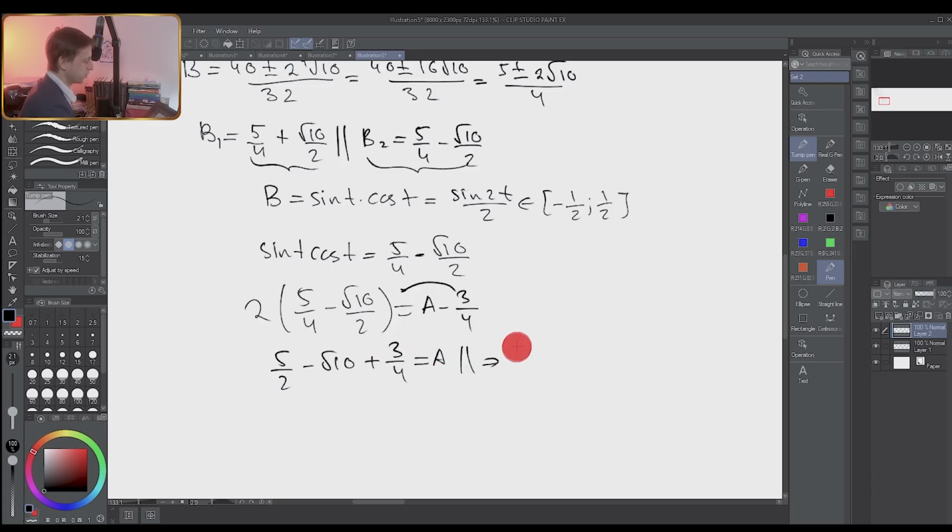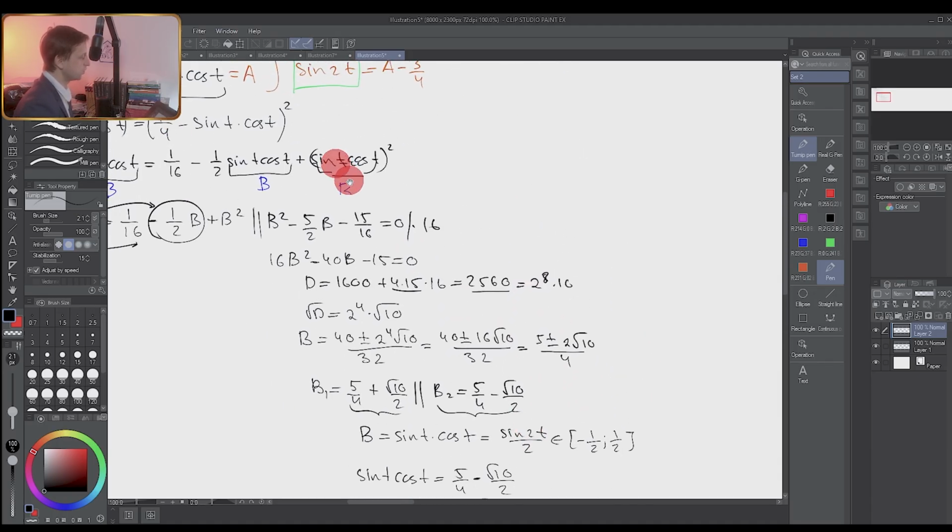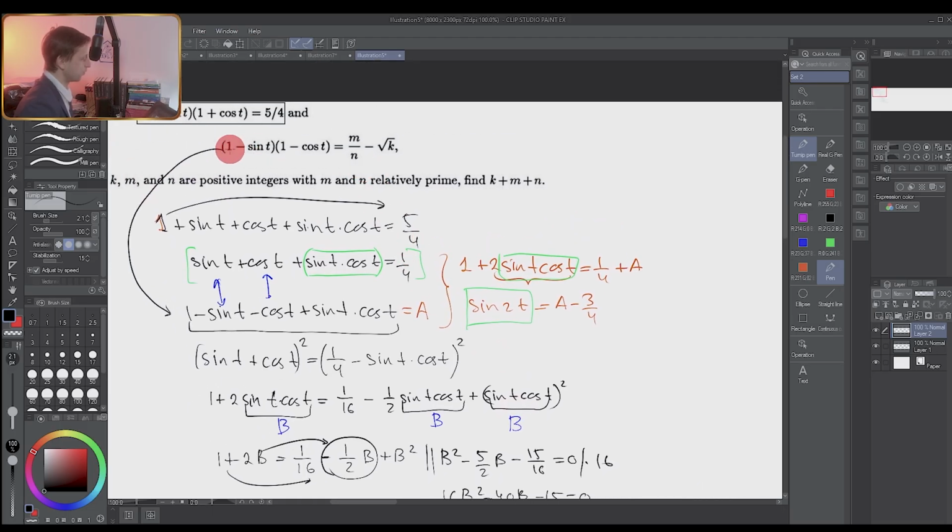And from here, we can tell that a equals 3 over 4 plus 5 over 2. Instead of 5 over 2, we write it as 10 over 4. It will be 13 over 4 minus square root of 10. Okay, it is our value for a. 13 over 4 minus square root of 10. So, and we needed to find the value of this expression. We denoted it as a in this form. This fraction, m and n are coprime numbers, and minus square root of k.